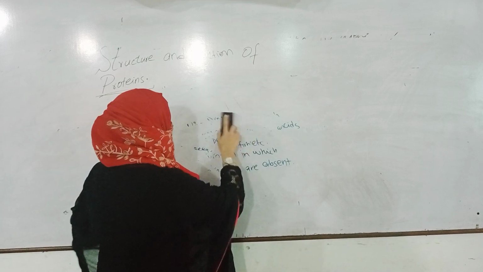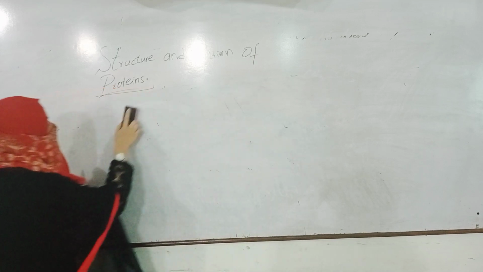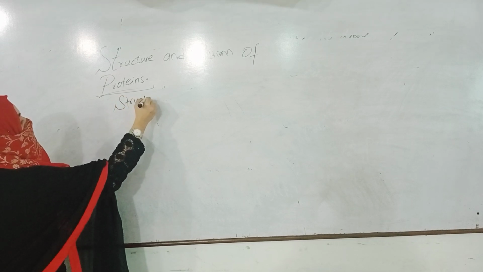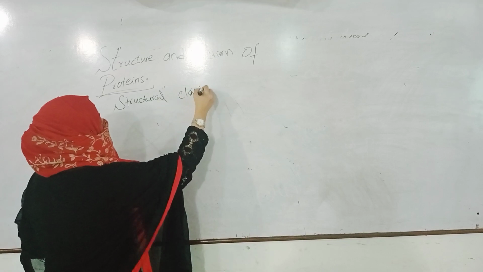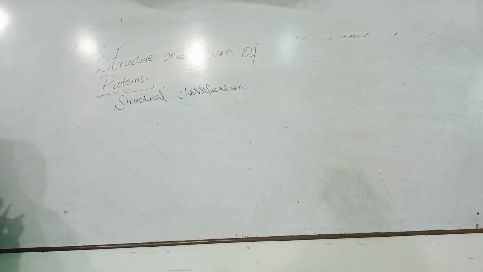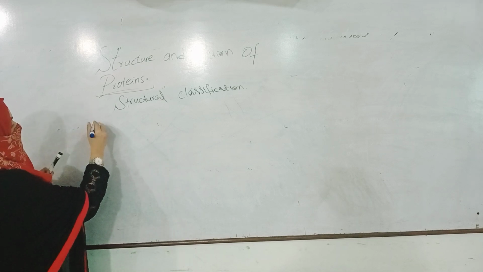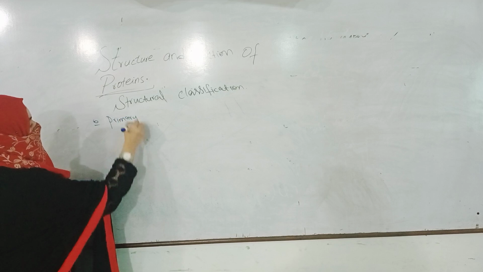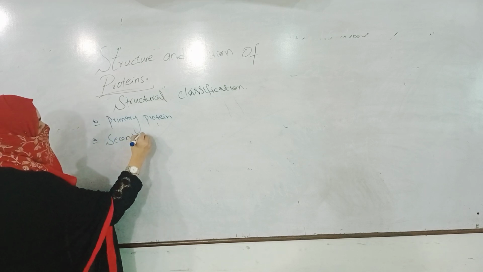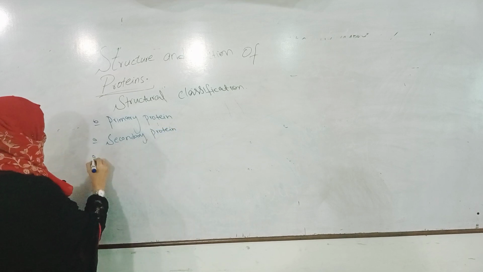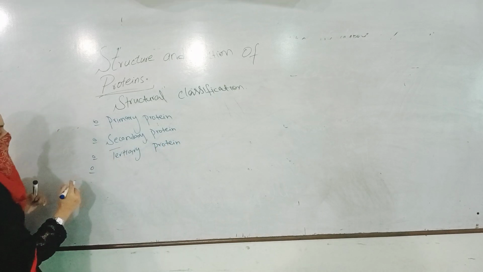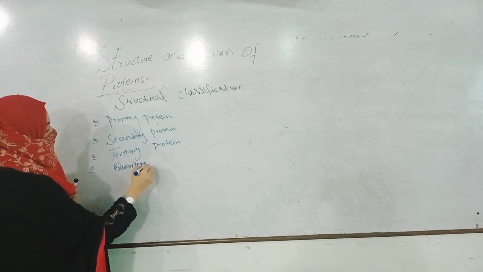Now coming towards the structure of the protein. There are some structural classifications of protein. Proteins can be classified on the basis of their structure. So on the basis of their structure, proteins can be classified into four types: primary protein, secondary protein, tertiary protein, and the fourth one is quaternary proteins.